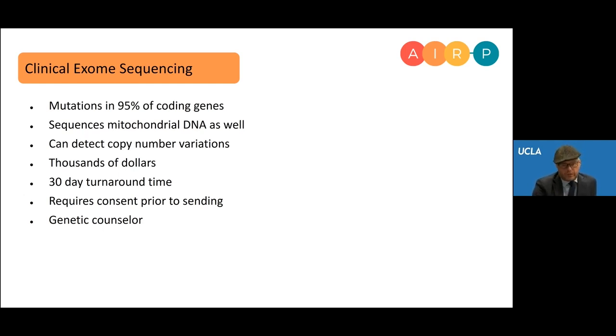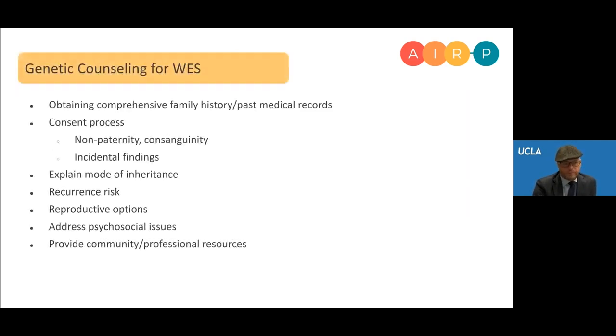It costs thousands of dollars. It has a 30-day turnaround time, and it requires consenting prior to sending. And that typically is performed by a genetic counselor for reasons that I'm going to discuss in a minute. So as part of this counseling, what we want to obtain is a comprehensive family history as well as past medical records to ensure that we have as much information as possible about the clinical presentation of the patient to make sense of the genetic variants that we identify.